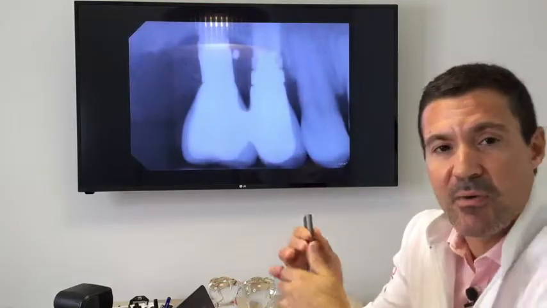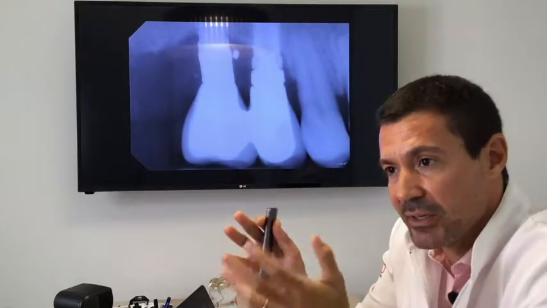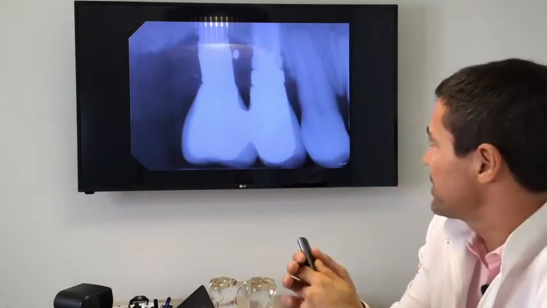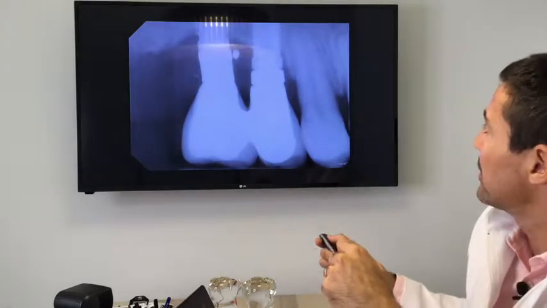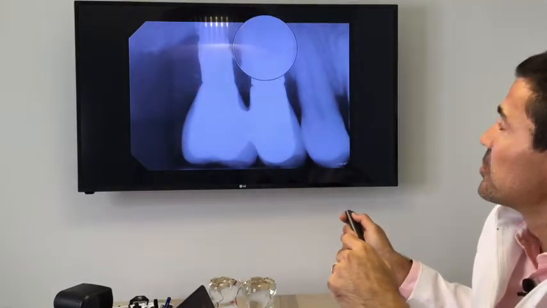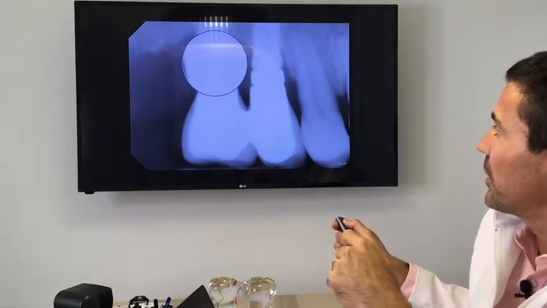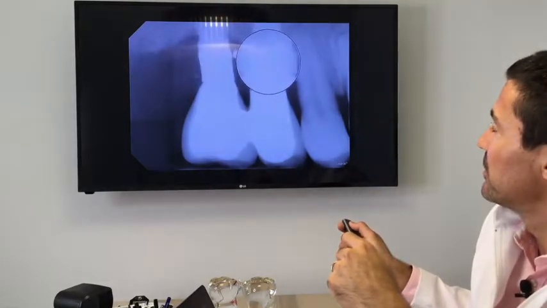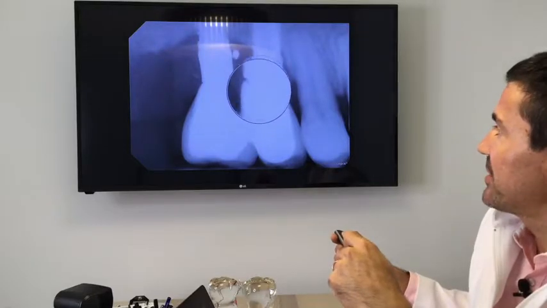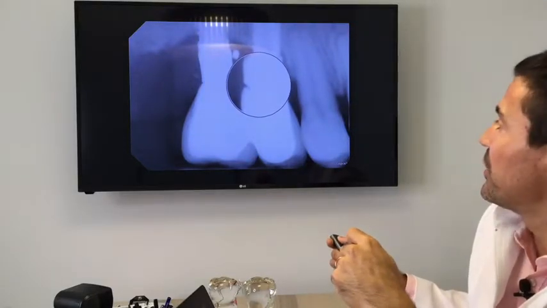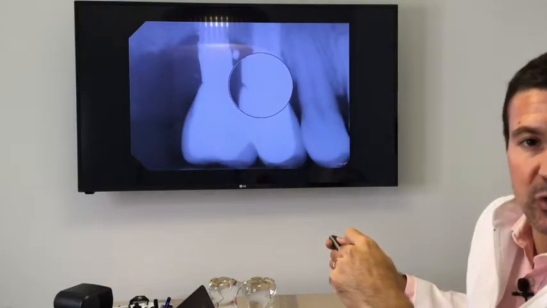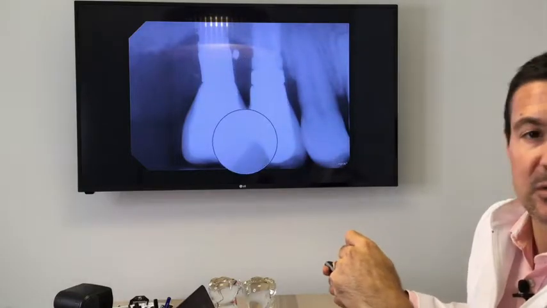So I take a periapical x-ray because I want to see the area a little bit closer. And one of the things that I see, obviously, is the absence of the screw here. There's no screw here, misfit here, and non-passive fit of the metal structure of these two splinted crowns.